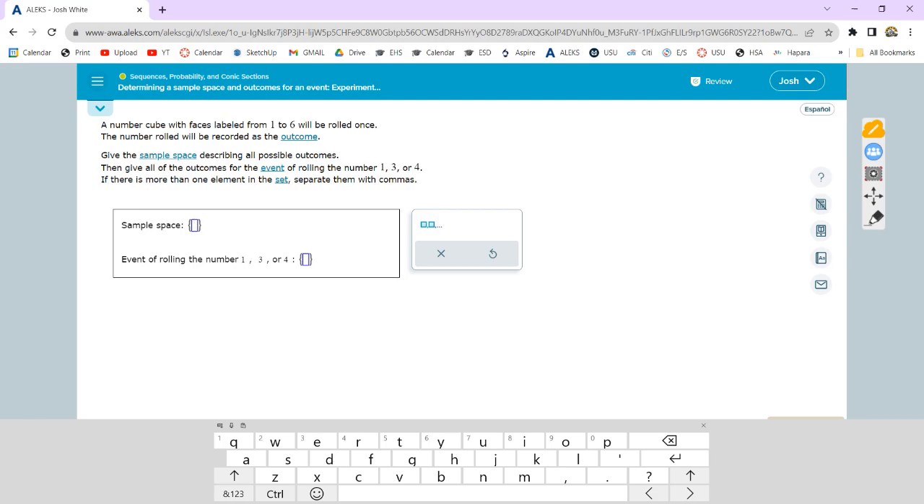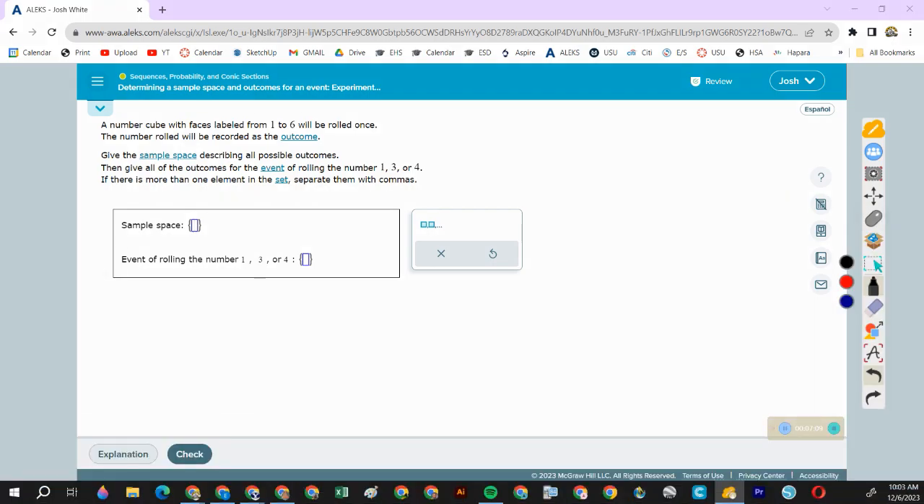Okay. So a dice with faces labeled 1 through 6 is rolled once. The number rolled will be recorded as the outcome. What is the sample space? So it wants us to list all possible outcomes. Well, this is pretty easy. It's just 1, 2, 3, 4, 5, 6. And anytime we want to present an answer mathematically that involves a list of numbers, we have a special set of parentheses to do that.